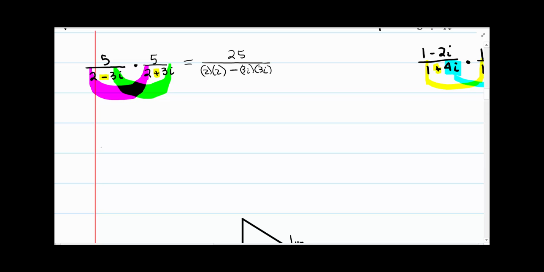And then you're going to simplify that further. So we have 25 in the numerator. 2 times 2 is 4. Subtract. Well, 3 times 3 is 9. i times i is negative 1. A negative times a negative is a positive. 4 plus 9 is 13. So it simplifies to 25 over 13.